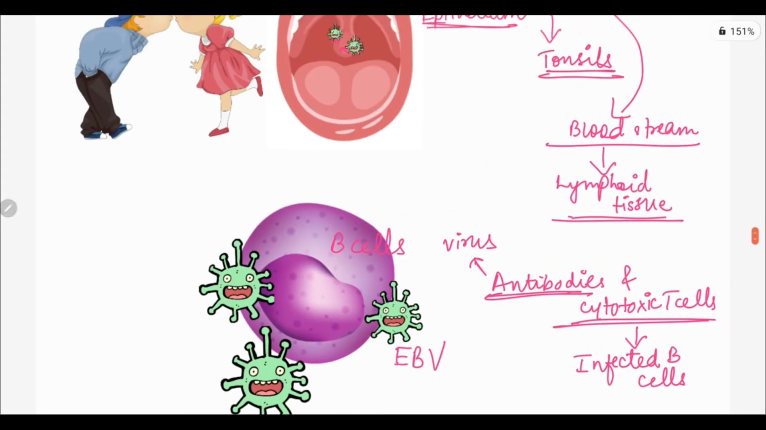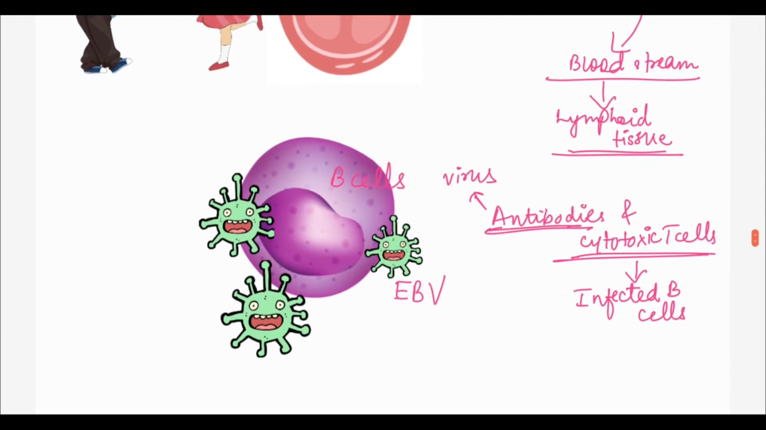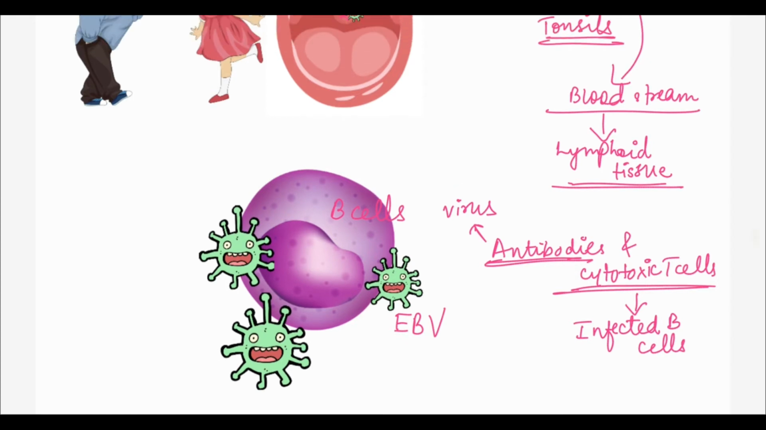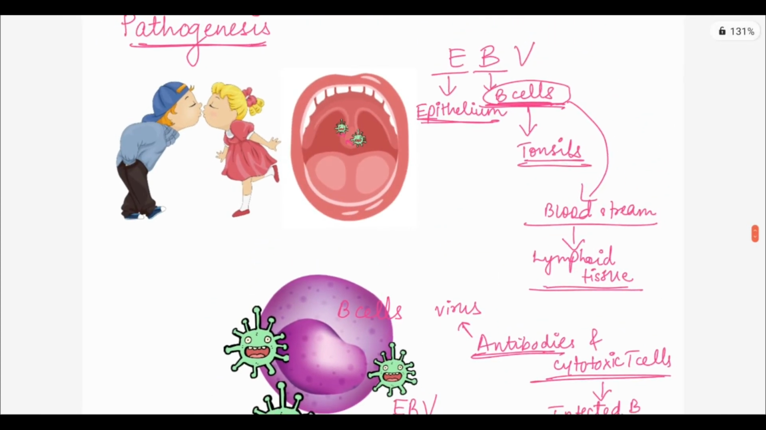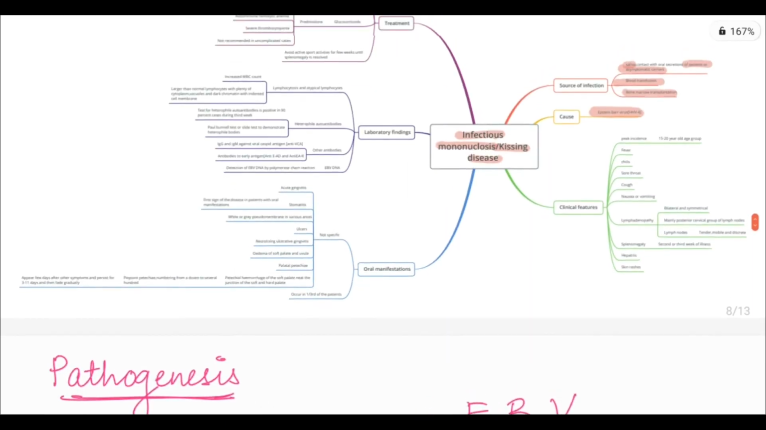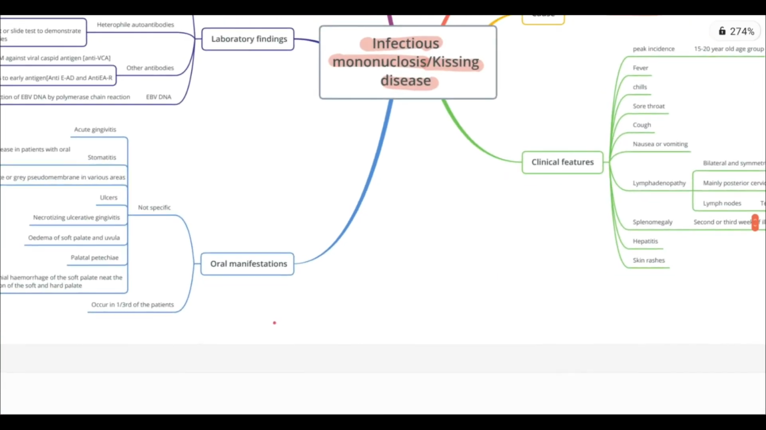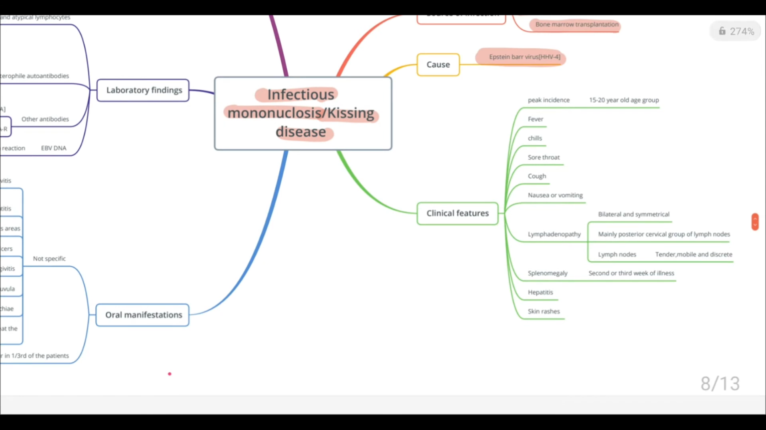This entire procedure takes about 4 to 8 weeks to finish, and most of the patients are asymptomatic because your body has handled everything. Your body has given out antibodies, your body has given out cytotoxic T cells. Alright. So this is all about the pathogenesis. Now coming to the clinical features of this disease. The peak incidence of infectious mononucleosis is in the 15 to 20-year-old age group.